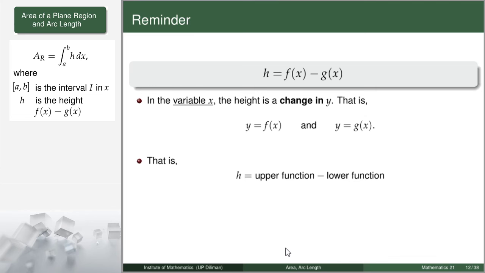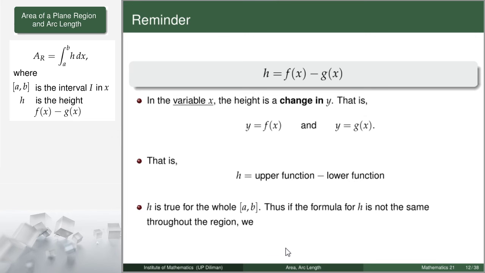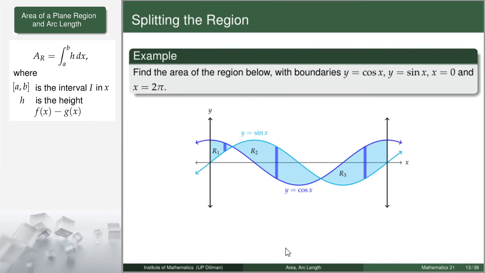However, a very important note here is that this should be true for the whole AB. And that means what is above should always be above, and what is below should always be below. And that is true for the whole AB. Because the moment that this is not the same for the whole AB, we need to divide the region. And that is, I will be dividing my interval in such a way that for each sub-interval, what is above is always above, what is below is always below. Let's have an example for that.